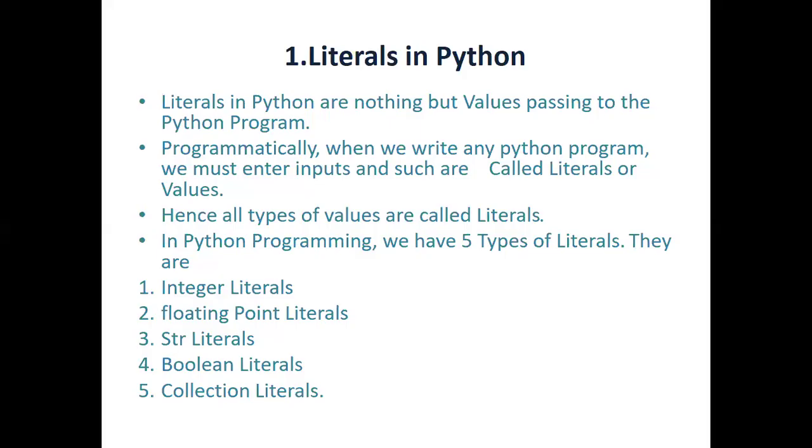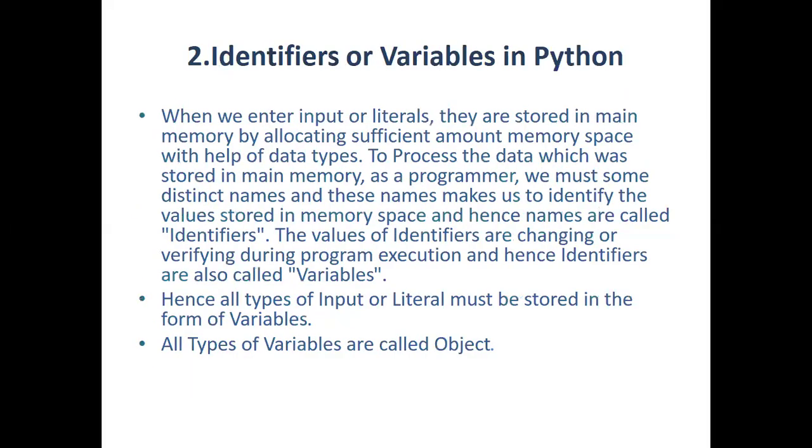Right? So we have 5 types of literals. Let's talk about identifier. Identifiers are also known as variables in Python. Whenever we make an input of literal, they are stored in the main memory by allocating a sufficient amount of memory space with the help of data type.